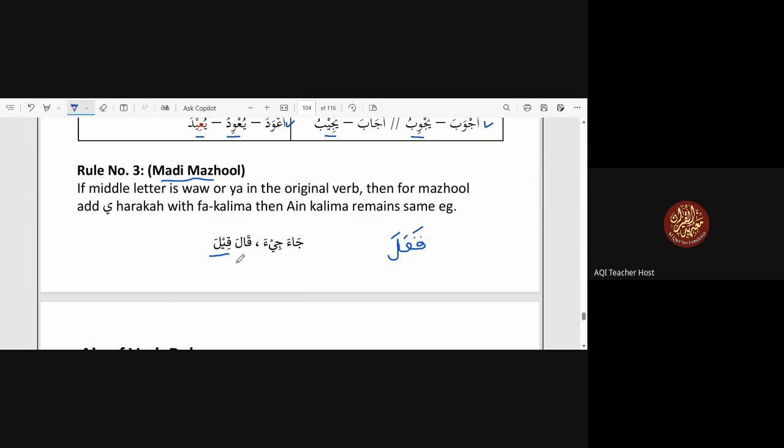If you can remember, I think verse number 26, قِيلَ ادْخُلِ الْجَنَّةِ. And also in a few other places in Surah Yasin, and many places in the Quran, you will find this qila. So this is the Madi Majhul. With fa kalima, ya is added and it has become qila. So this is rule number 3 with Madi Majhul, quite simple.